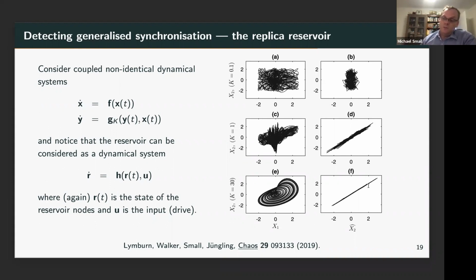So treating the reservoir like the dynamical system we're trying to study, we can use that to quantify the strength of the synchronization in that system.